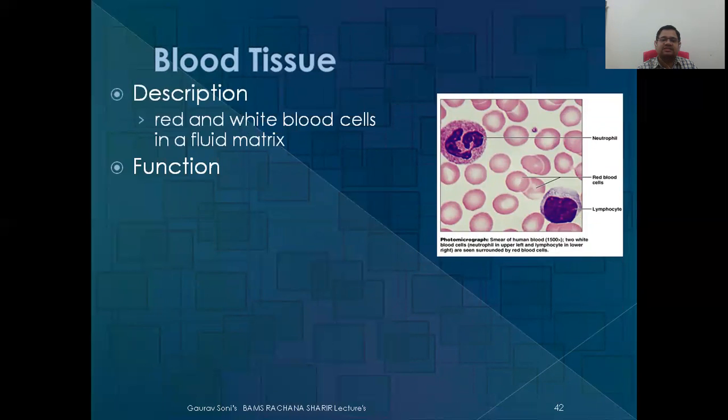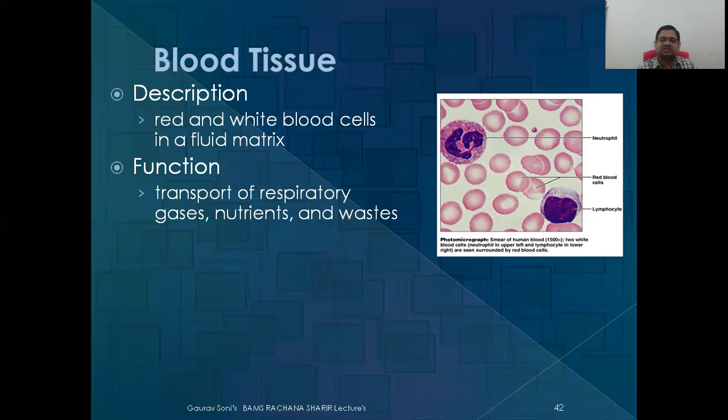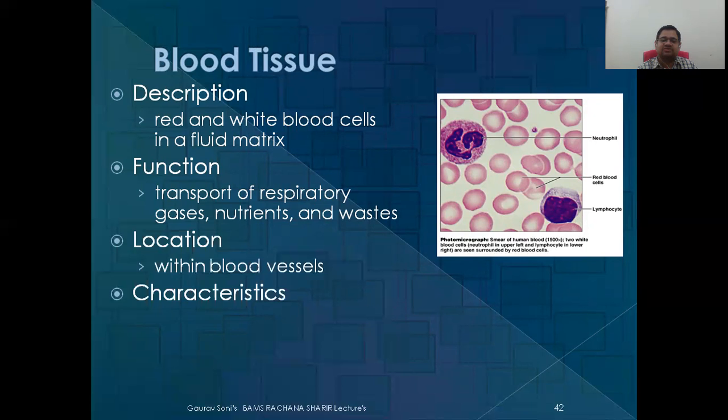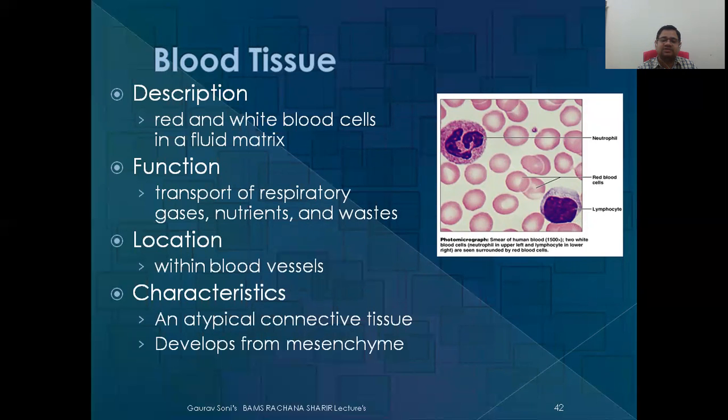They are red and white blood cells in a fluid matrix. Function is transportation of respiratory gases, nutrients and waste. Location, within blood vessels. Characters: an atypical connective tissue that develops from the mesenchyme. The blood tissue is also a big topic. We will deal with this also in a separate lecture.